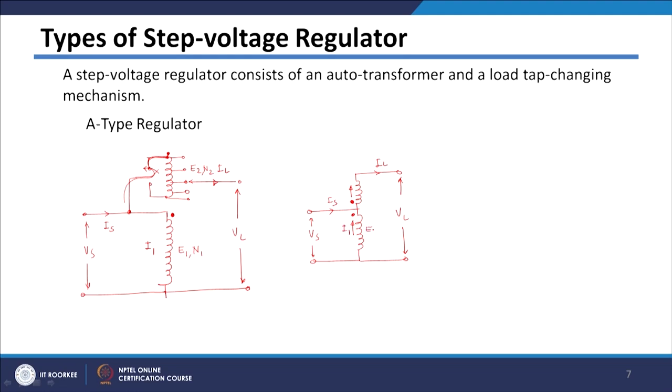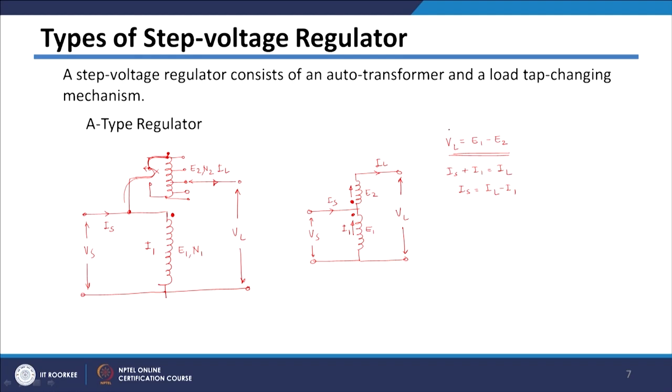So, this is your E1, this is your E2. So, I can easily write Vs or VL will be equal to E1 minus E2, right, and then Is plus I1 will be equal to your IL. So, in that case I can write Is will be equal to IL minus I1.